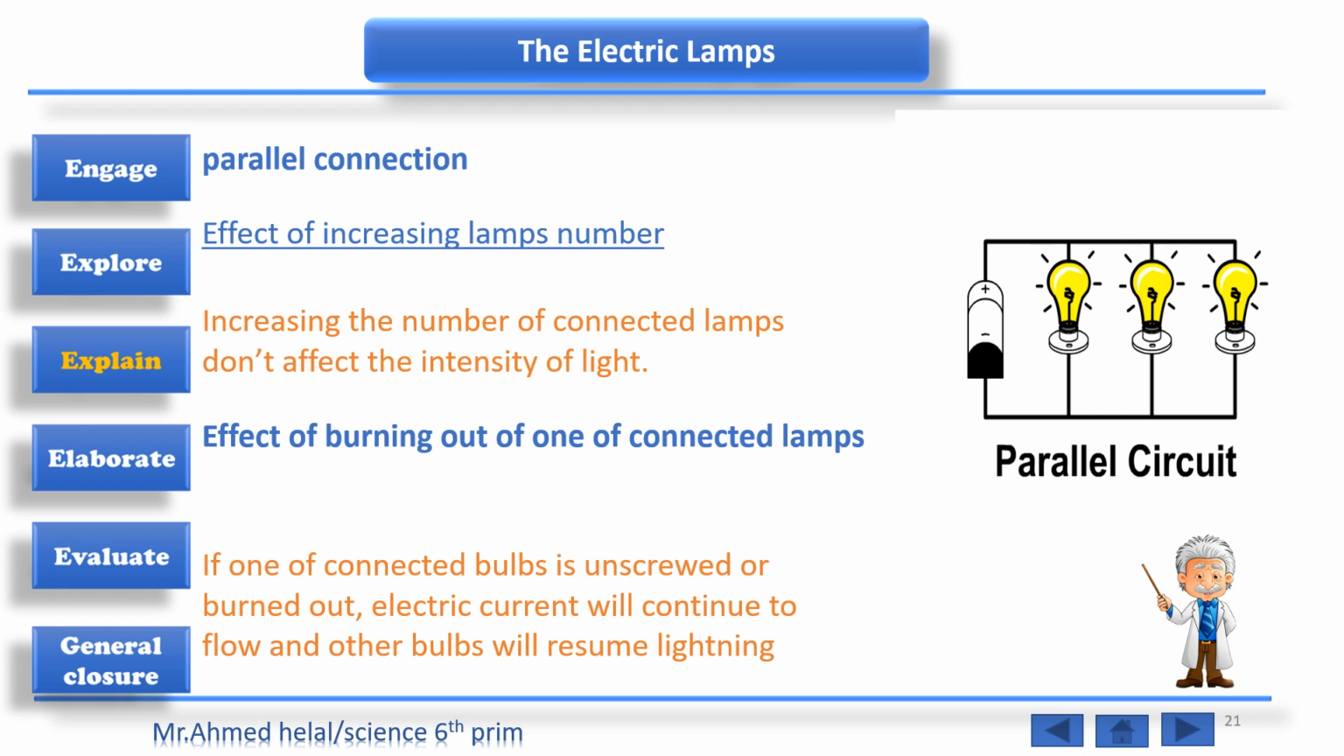This is the parallel connection. First, we'll talk about increasing the number of lamps. Here, if we increase the number of lamps, the connected lamps don't affect the intensity of light. So this is more useful than the series connection. Now the effect of one of the connected lamps burning out: electric current will continue to flow and the other bulbs will continue lighting.